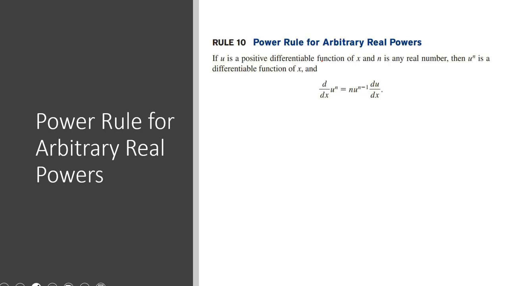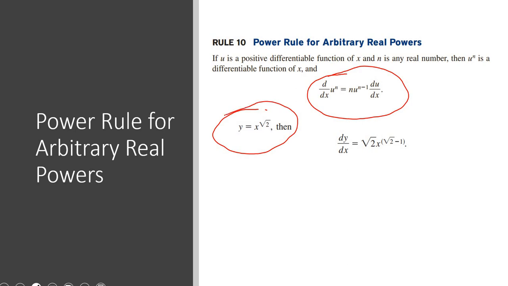And finally, we have the power rule for arbitrary real powers. If u is a positive differentiable function of x and n is any real number, then u to the n is a differentiable function of x, and the following is true. Again, we have another variation of our power rule. This keeps popping up over and over again. And what does this all mean? Well, if we have a function like this, y is equal to x raised to the square root of 2, then the derivative of that is going to be the following.